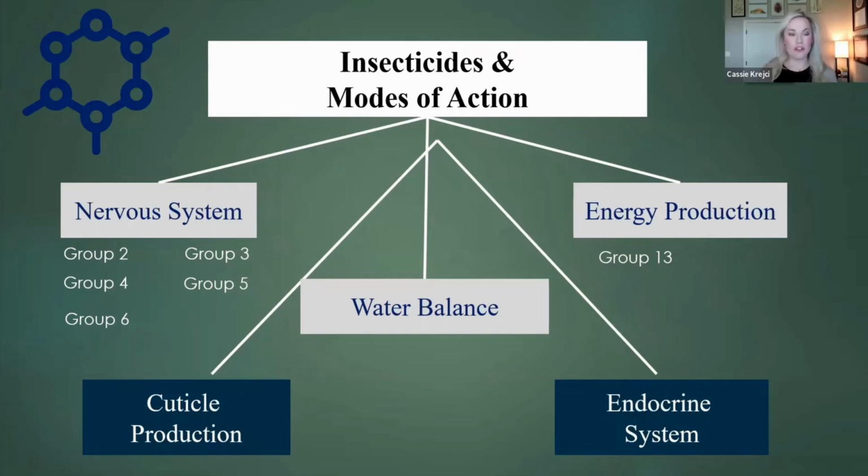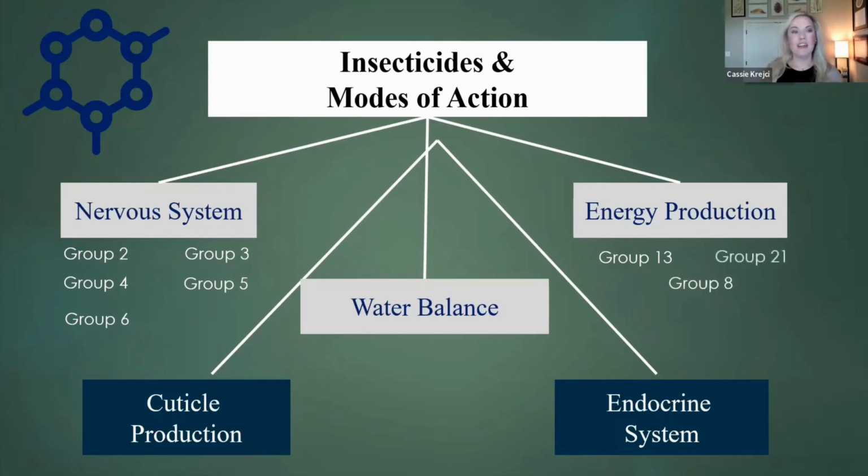And so there's a couple different groups within the IRAC chart that we look at to basically halt insects in their tracks. Within the nervous system, we were overexciting the nervous system and it would result in paralysis. But for energy production, if we're targeting that mode of action, your insect's basically going to be the Energizer bunny that ran out of battery because they're no longer able to generate energy from that powerhouse.